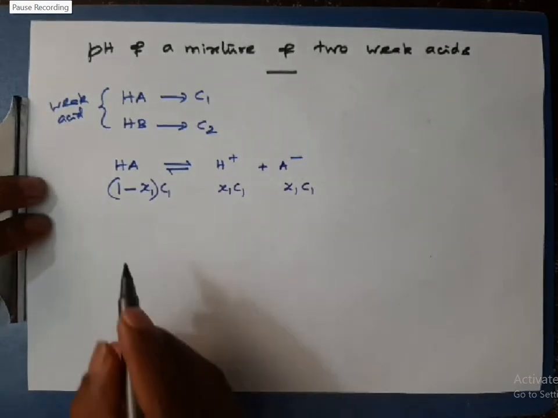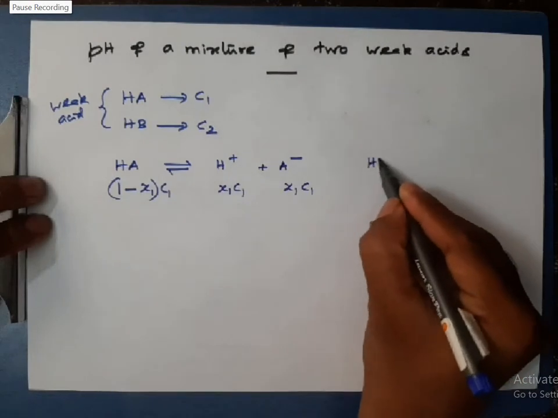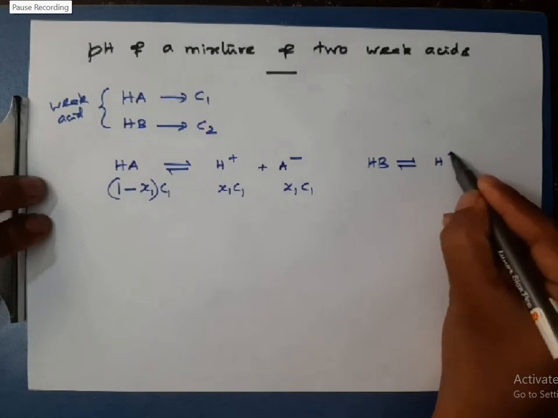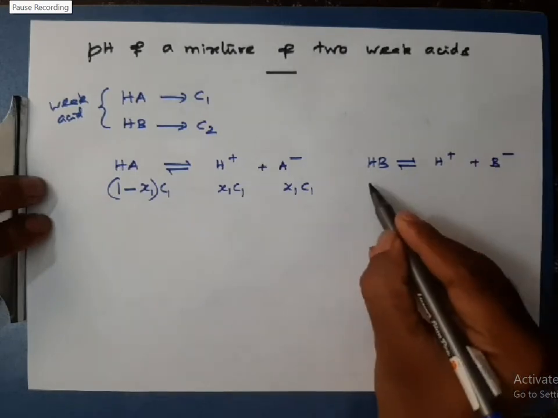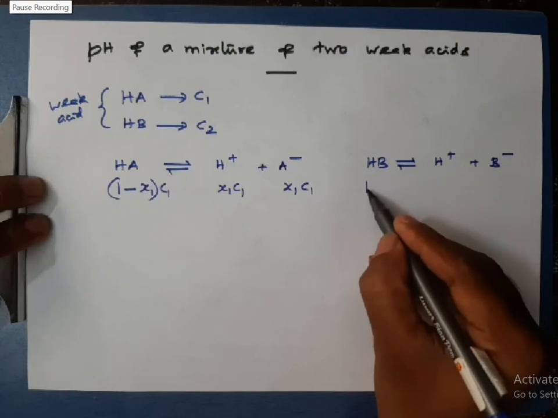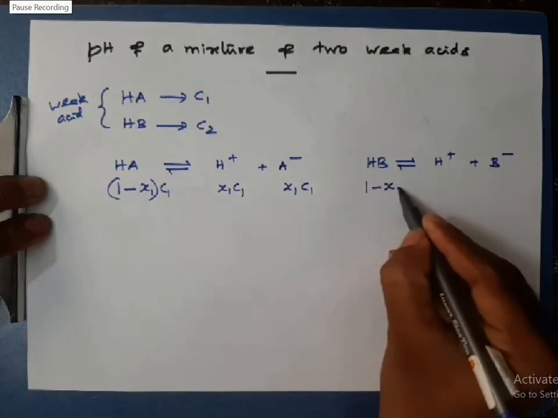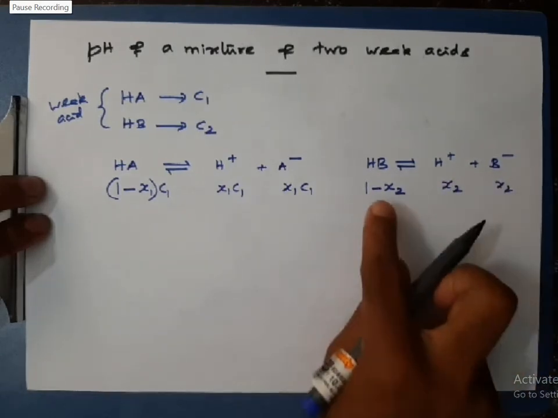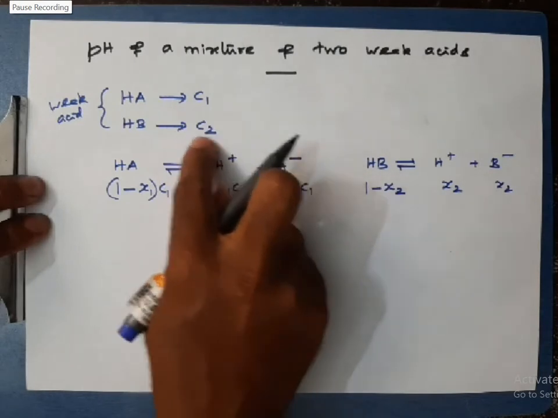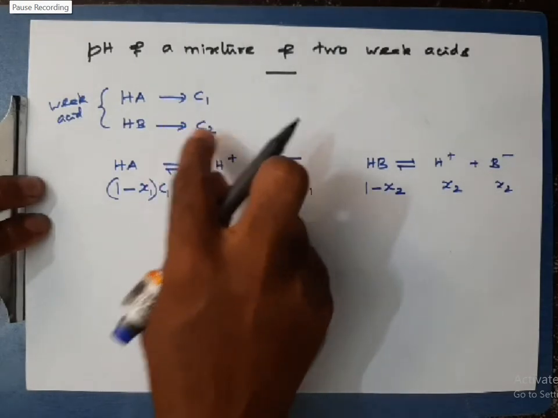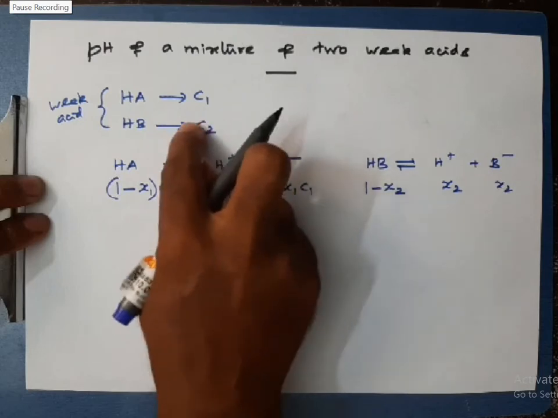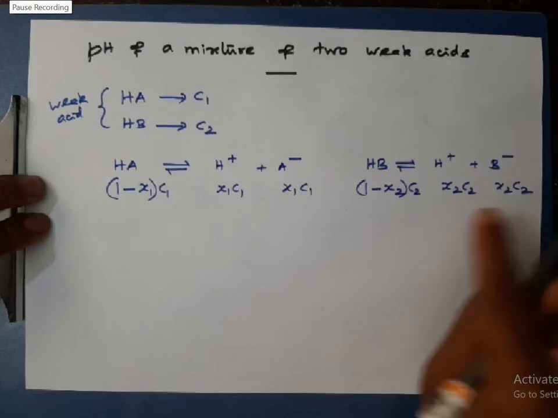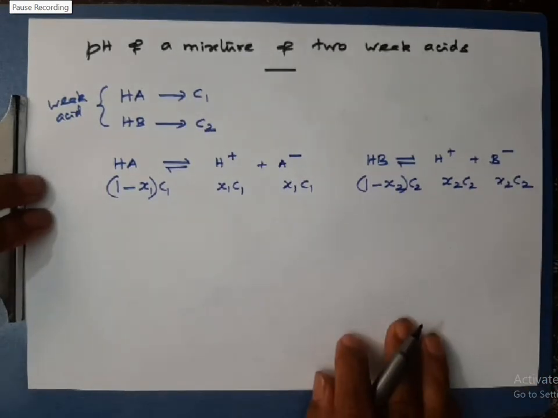Then the weak acid HB also undergoes partial ionization and gives H plus and B minus. If we have 1 mole initially, and from 1 mole we assume x2 mole dissociates, you will get x2 mole of this and x2 mole of this. Since the concentration before dissociation is C2, multiply each by C2 to get the equilibrium concentrations.